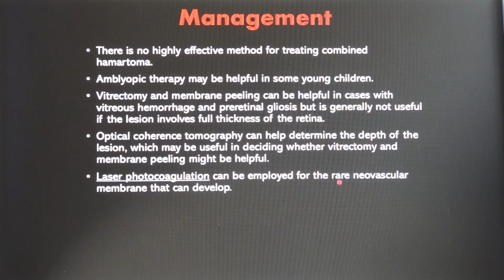For children, amblyopia therapy can be helpful for vision restoration. A vitrectomy and membrane peeling can be helpful in cases with vitreous hemorrhage or a preretinal gliosis. However, if the lesion involves the full thickness of the retina, there is not much you can do about it. OCT can help determine the depth of the lesion and which patients may benefit from this intervention.